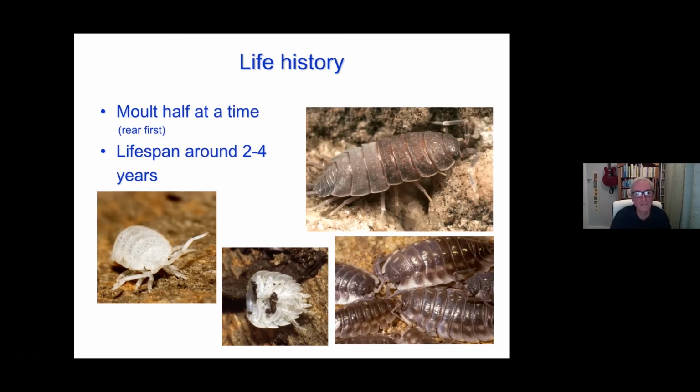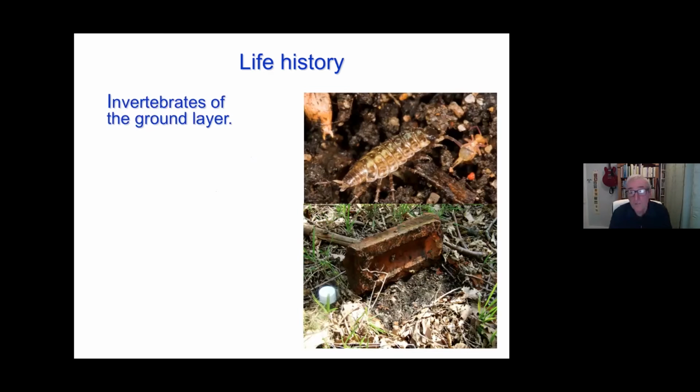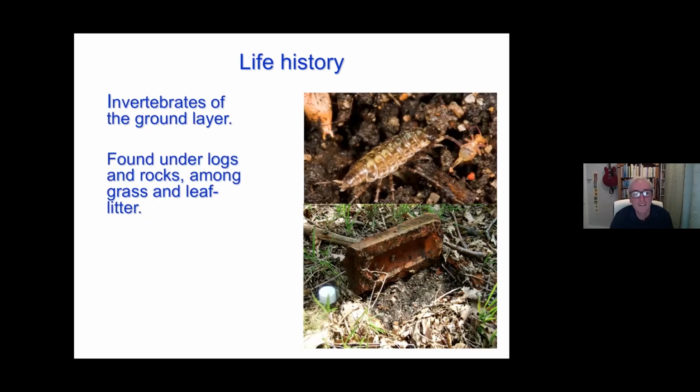Quite fascinating beasts. So they like to be moist. So where do you find them? You find them in the ground layer. They are in leaf litter, they're under rocks, they're in among grass, they're in the damp places where there is decaying vegetation for them to feed on. So they're living within their meal, they're living within their habitat, which is keeping them moist.